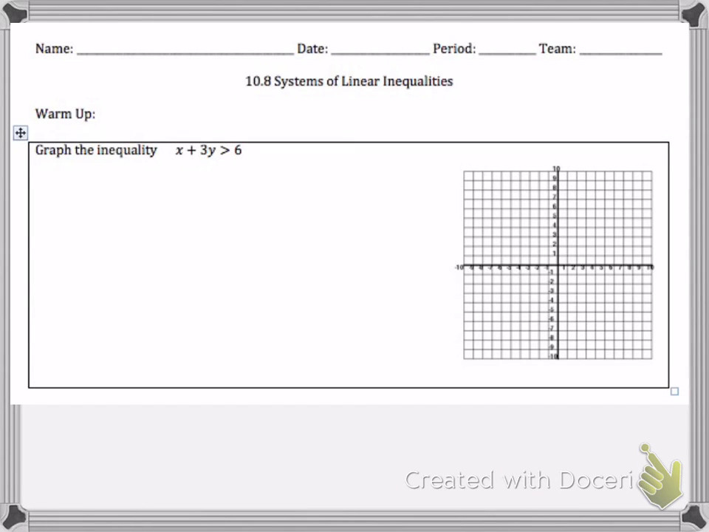Okay, algebra students, we're going to look at chapter 10, section 8, systems of linear inequalities. In order to do that, let's do a little dusting of the cobwebs and graph an inequality. We want to put it into y equals mx plus b form, but of course for an inequality. So we want to subtract x from both sides here.